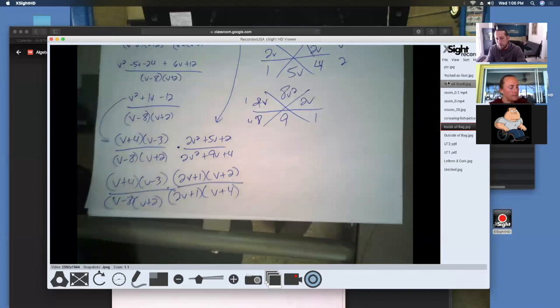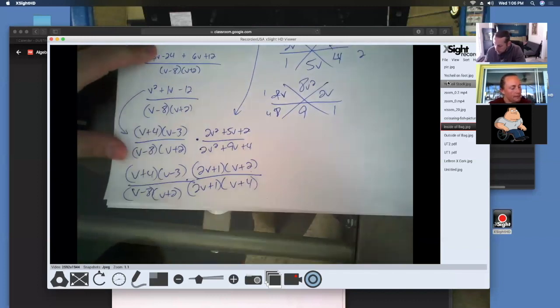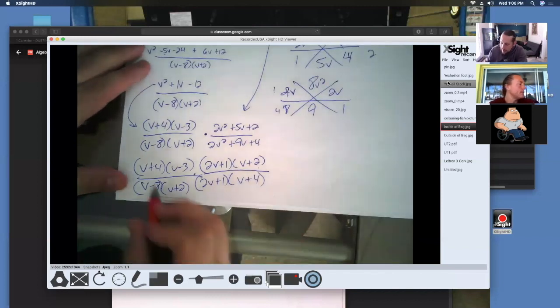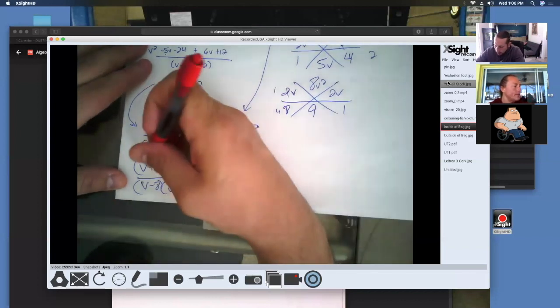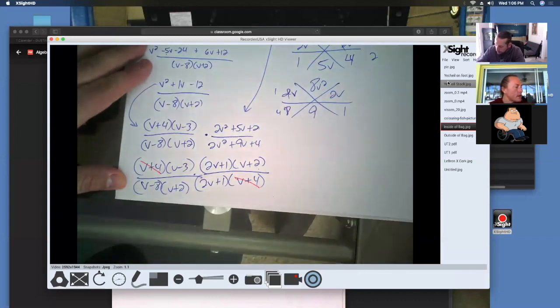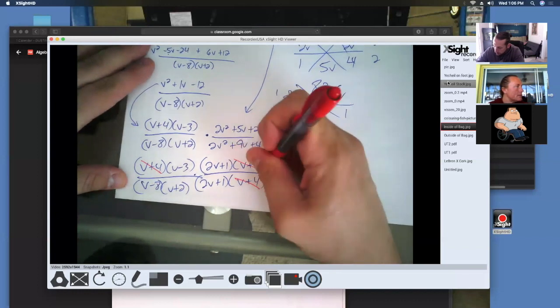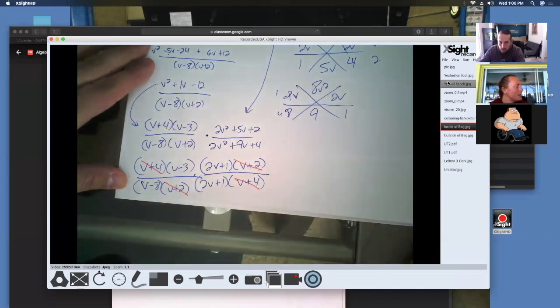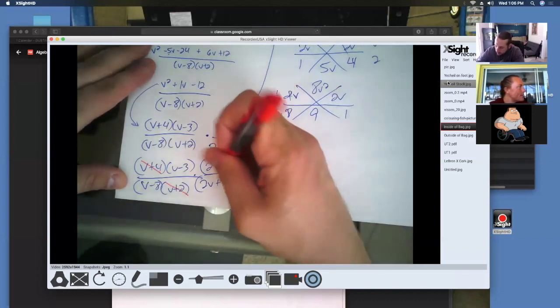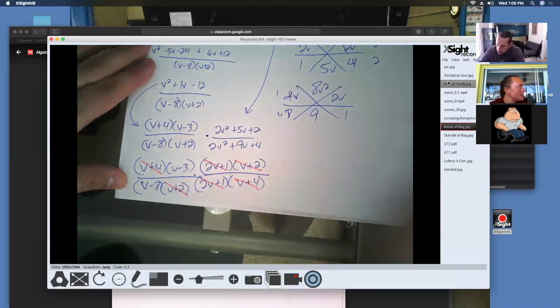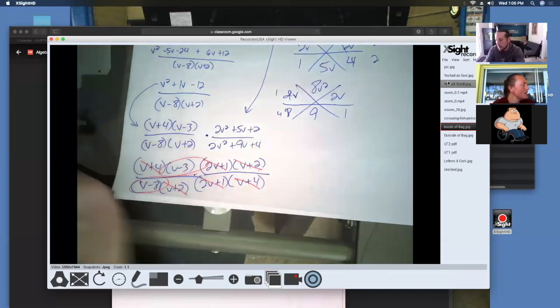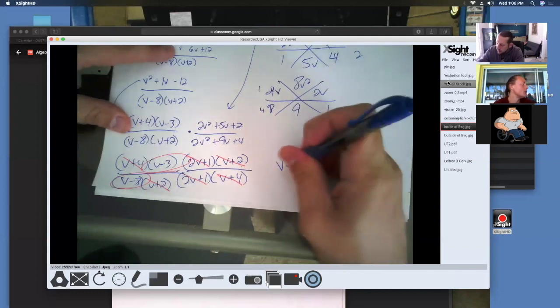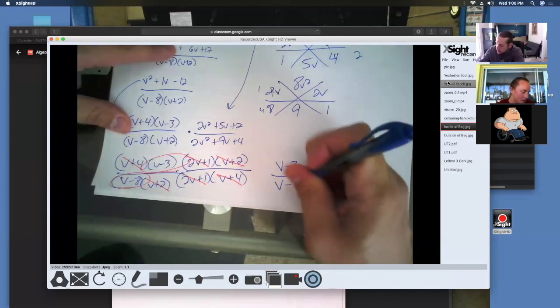All right, so it gets real messy, but again, we can start canceling things out since it's multiplied. My v plus 4's cancel out. My v plus 2 cancel out. And even these 2v's plus 1 cancel out. So this is all I have left: v minus 3 over v minus 8.